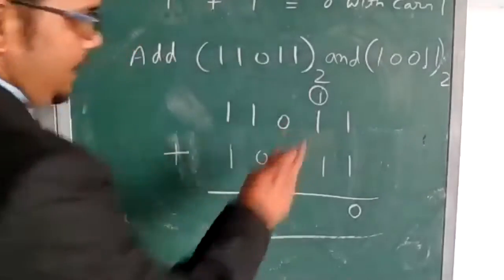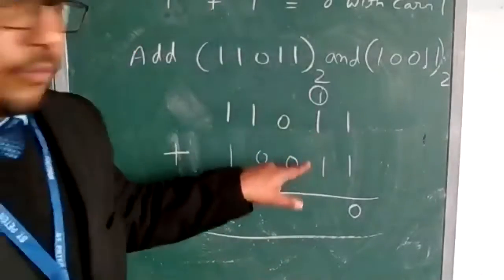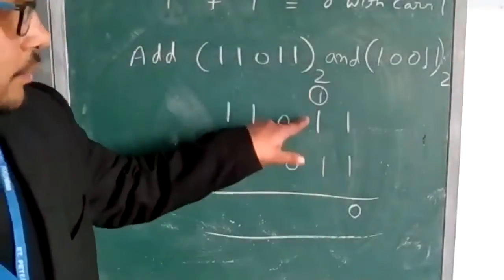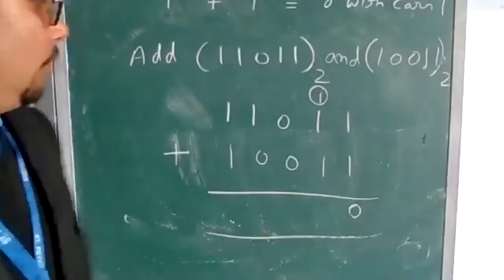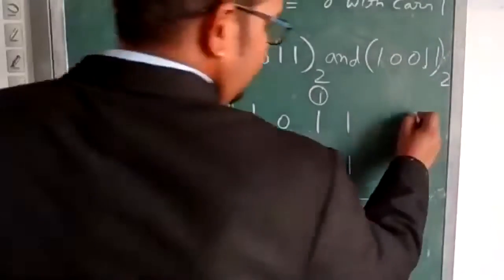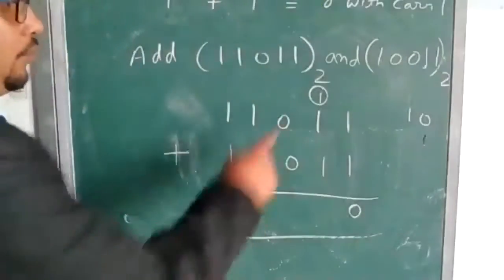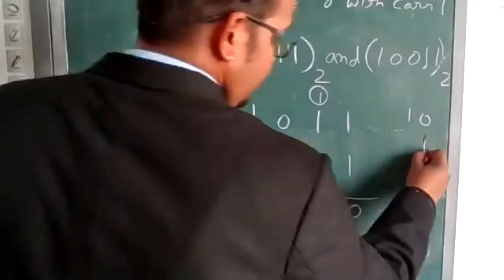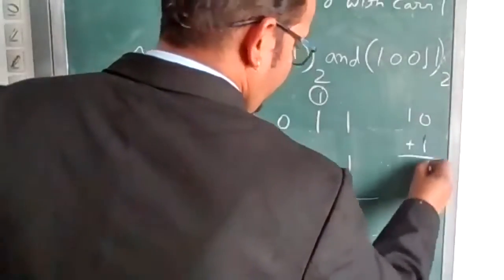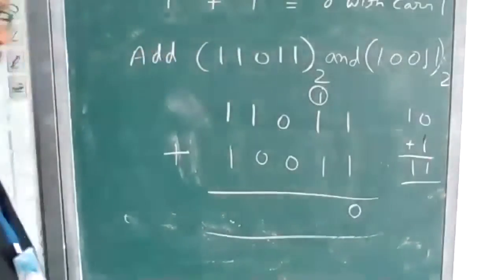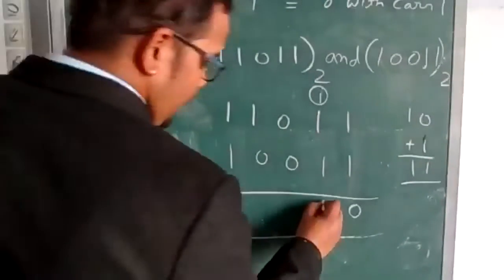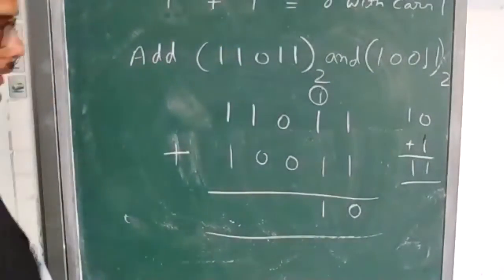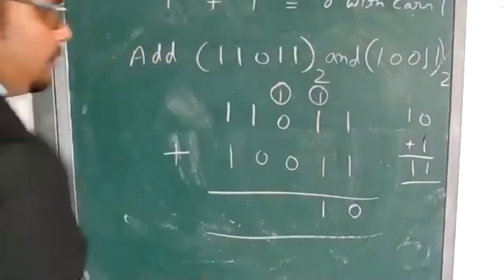Then here 3 ones are coming: 1 1 1. 1 plus 1, what is the answer? Again the same. 1 plus 1 is 10. Here one more 1 is there, so now you have to add 1 and 1. The answer is 11. Here you write 1 and again the carry is 1.